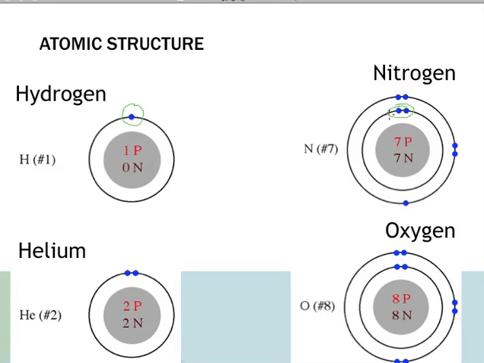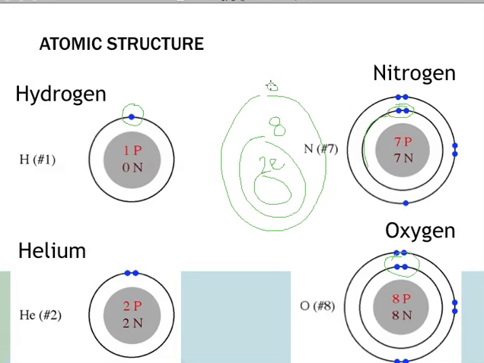The orbitals: this first level, you'll notice there's 2 here. Oxygen right here, there's only 2. The first orbital can only hold 2 electrons. The second one can hold 8, and the third one also holds 8. So nitrogen has 2 in the first one, and then 1, 2, 3, 4, 5 in the outer one. That makes up the 7. 7 electrons, 7 protons, 7 neutrons.